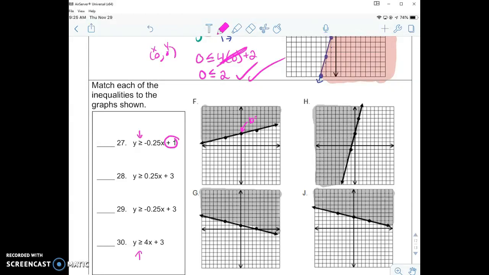F has a y-intercept of 3. H has a y-intercept of 3. G has a y-intercept of 1. And J has a y-intercept of 3. The only one with a y-intercept of 1 was G.